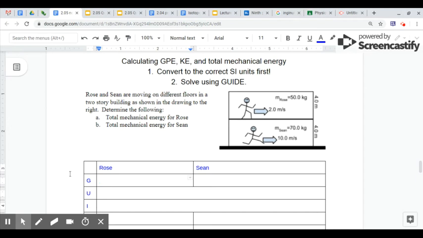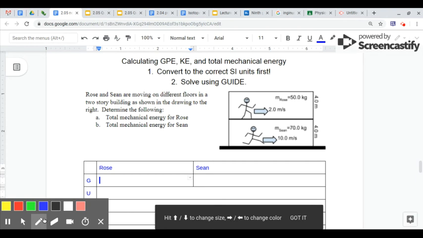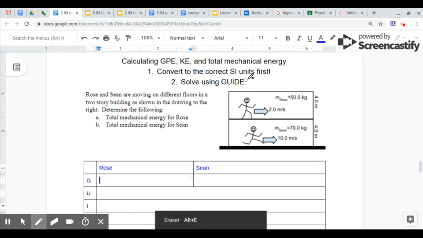So the first thing we're going to do is read the problem. Rose and Sean are moving on different floors in a two-story building as shown in the drawing to the right. Determine the following. First of all, we're going to look at the units. We've got mass of 50 kilograms. Great. Mass should be in kilograms. We've got a speed in meters per second. Great. That's the SI unit for speed. We've got some heights listed here that we'll talk about in a second in meters, which is great because that's the SI unit. Same down here, kilograms for mass, meters per second for speed.